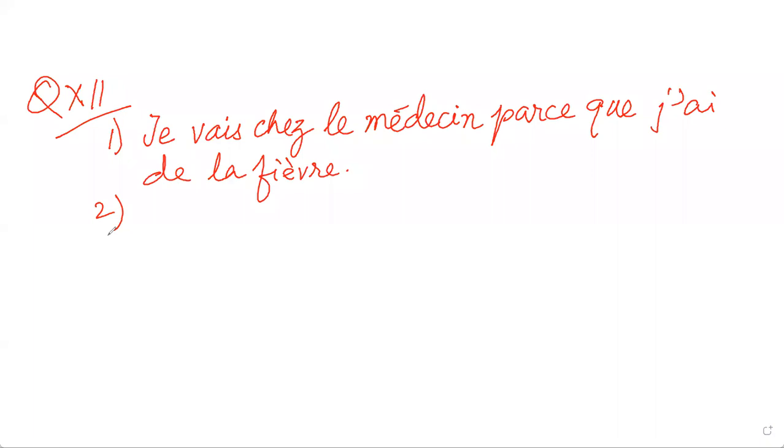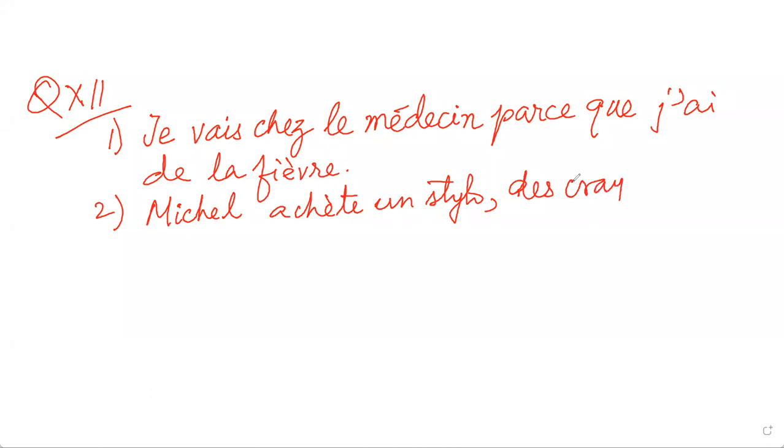Next one. Michel achète un stylo, virgule, des crayons, virgule, des livres. So can I say that? Yes. Michel achète un stylo, des crayons, et des livres. Michel achète un stylo, virgule, des crayons, then no virgule here, and we will join with et, and. Okay.